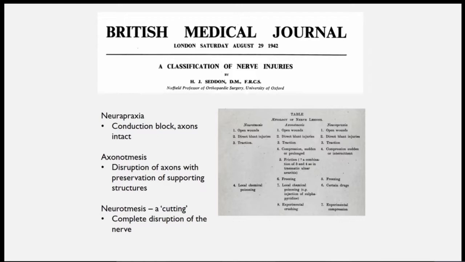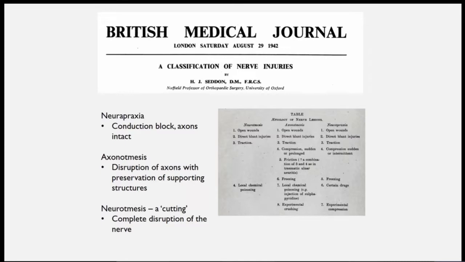The thing that we quote people is, an inch a month or a millimeter a day. So if you have an injury to the nerve, say at the elbow, you can expect that it's going to take a very long time to see an improvement as time goes on, as the axon elongates back down to the target organ. And the last one is neurotmesis, which just means a cutting, which is a complete disruption of the nerve. So that if you opened up and looked at the nerve, it is in two pieces, basically.